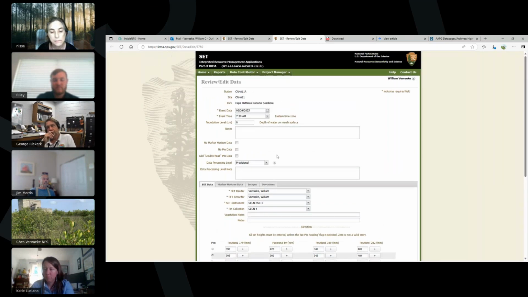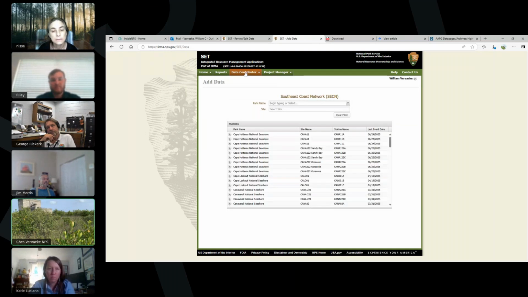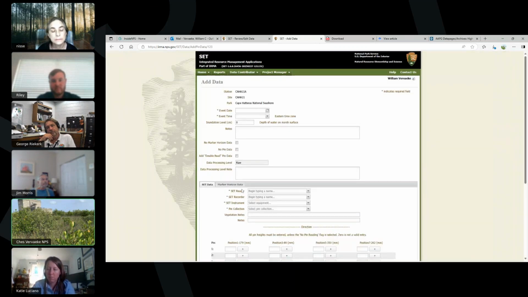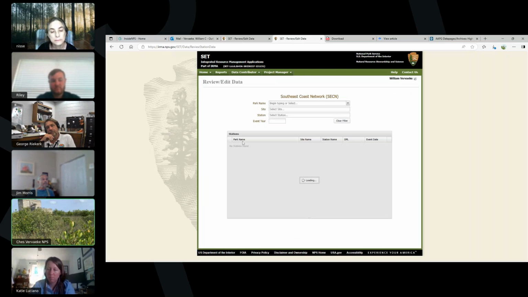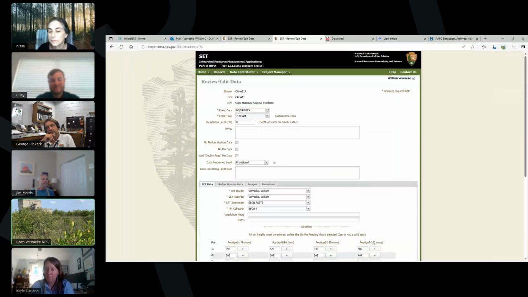And then we can pull reports off of this and get all of our data. So within this database, I also am able to add all of my data sheets.